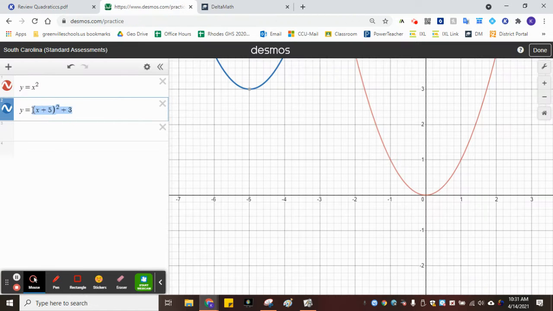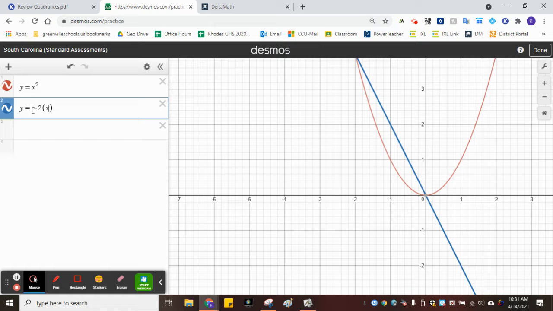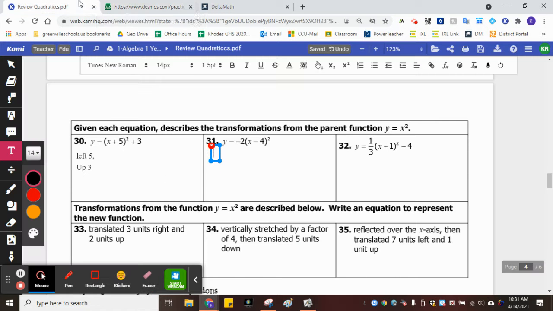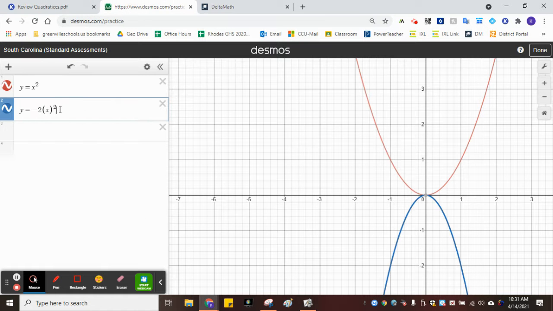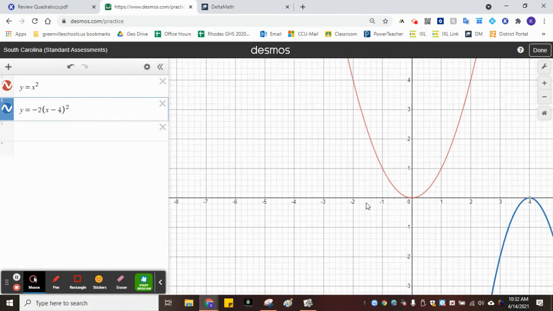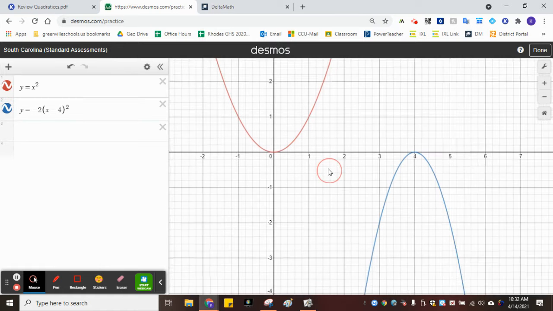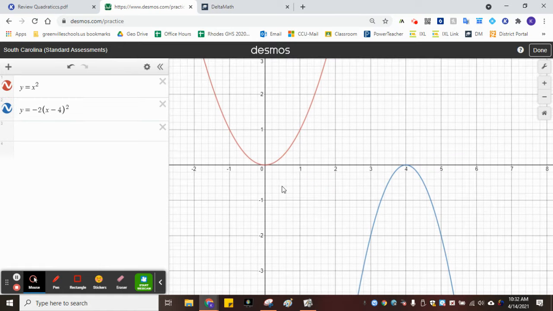The next one was negative 2 x squared. So from the red to the blue graph, it flips over the x-axis. That's what the negative in the front does. It'll reflect it over the x-axis. It flips it down, so instead of going up, it's now going down. That's a reflection over the x-axis.